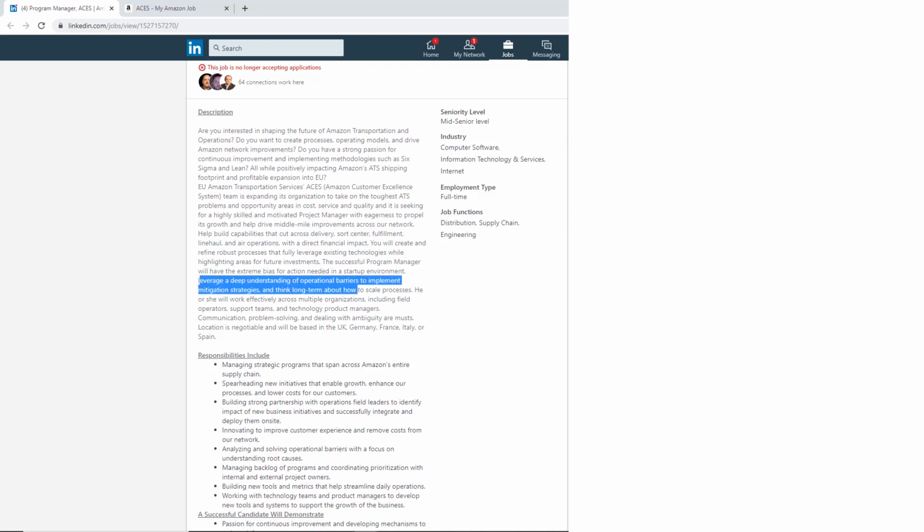Leverage a deep understanding of operational barriers to implement mitigation strategies. Now, this reminds me of Dive Deep, another important principle for this role. Tell me about the time when you had a complex problem that required a lot of in-depth analysis.